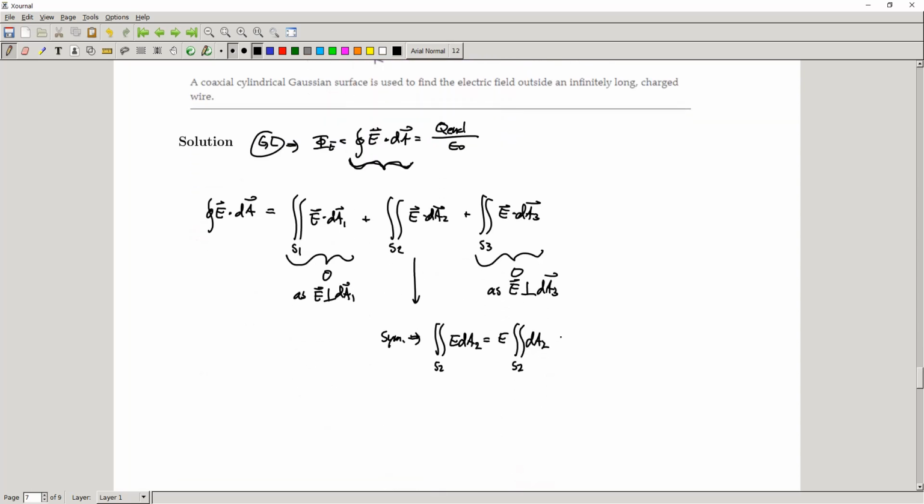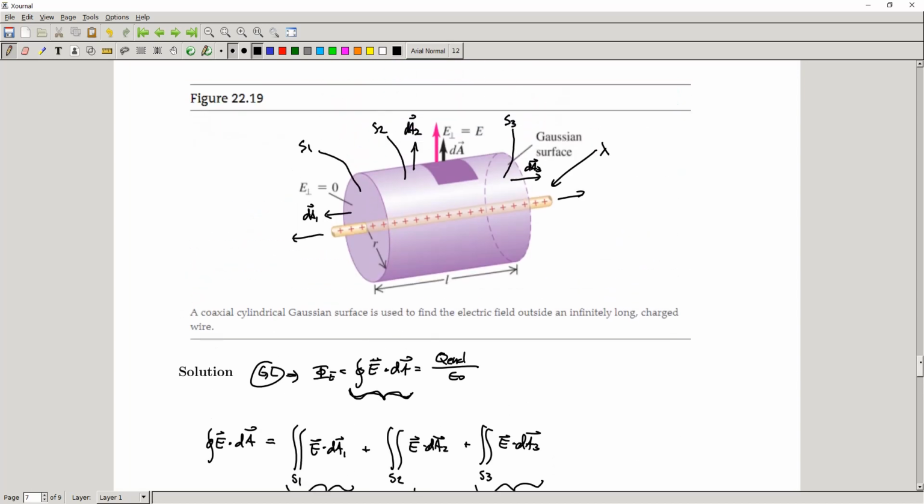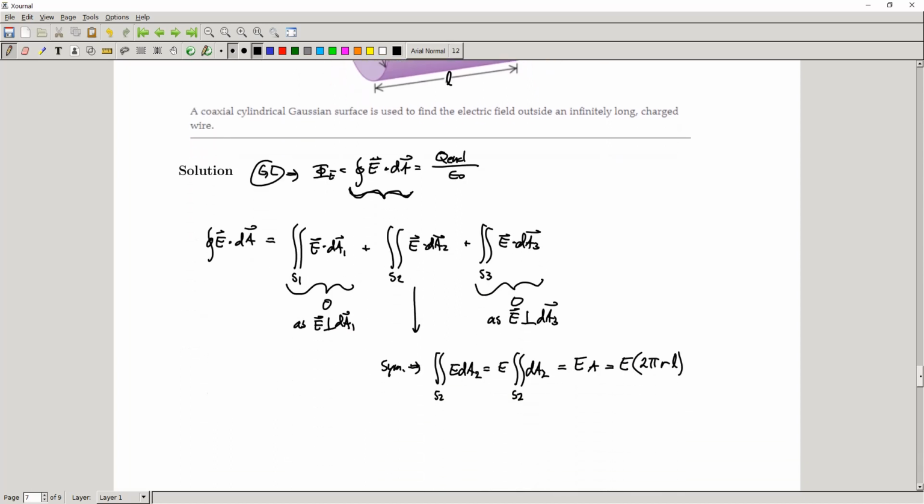So this just ends up being E times the area, and okay, maybe I'll write it in 2 steps. So it'll be E times the area, which is just E times 2 pi r, and they write there L like a lowercase l. I'll write it like a curly L. Okay, so maybe I'll put that in here so it's not confusing. Okay, so that's our area of the surface that we're integrating over.